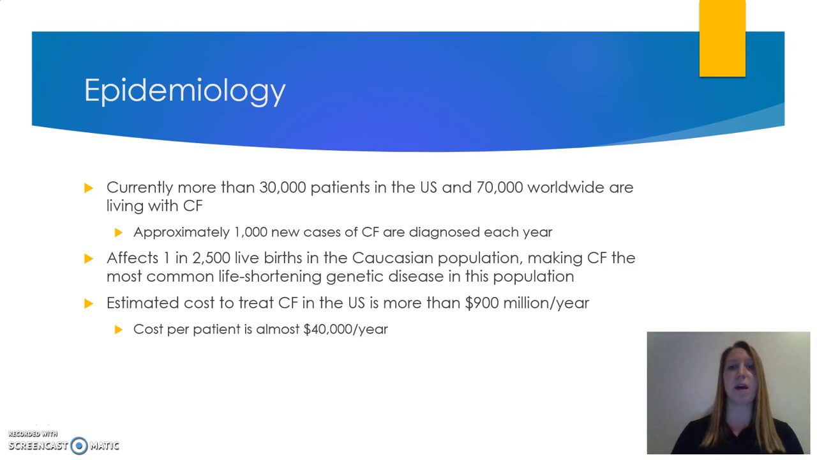CF is the most common life-shortening disease that's spread genetically through the Caucasian population, specifically of European, North American, and Australian descent. In the past 2 decades, though, there have been increasing diagnoses of CF in Latin America, the Middle East, and India, which makes you wonder whether there are more cases there or just more awareness of CF and how to diagnose it in those areas.